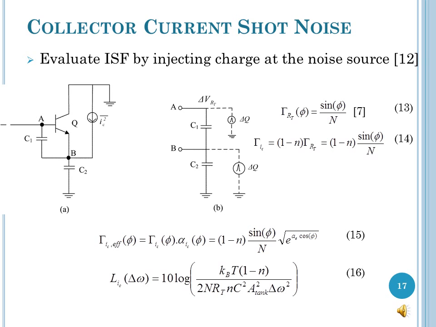The noise source of the tank resistance requires a charge to be injected at node A, and the collector current noise source requires charge injected at node B as seen from the figure. Noting the variations of the voltage across the tank capacitance due to these injected charges, the ISF of collector current shot noise could be written as shown on this slide. This, along with the term alpha, which takes into account the cyclostationary nature of the noise source, gives the effective ISF of collector current shot noise. This could then be used to derive the phase noise contribution from that noise source.